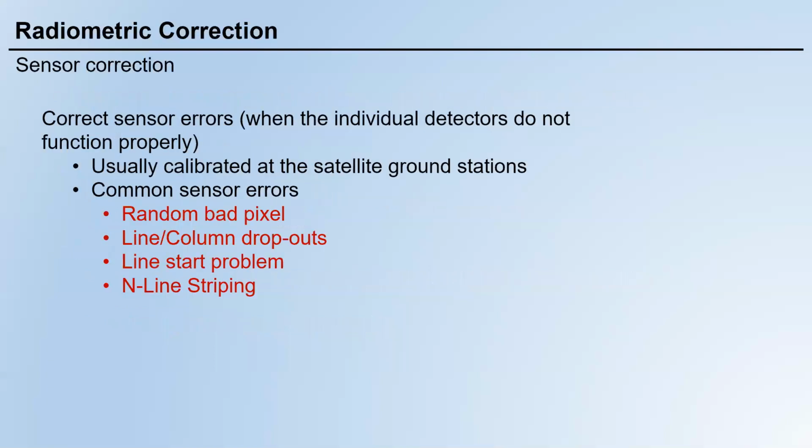So let's talk about sensor correction first. It's a type of radiometric correction because there could be errors introduced by sensors. Sensor correction fixes errors when the individual detectors do not function properly, usually calibrated at the satellite ground stations. Common sensor errors include random bad pixels, line or column dropouts, line start problems, and in-line striping problems. Let me introduce them one by one.